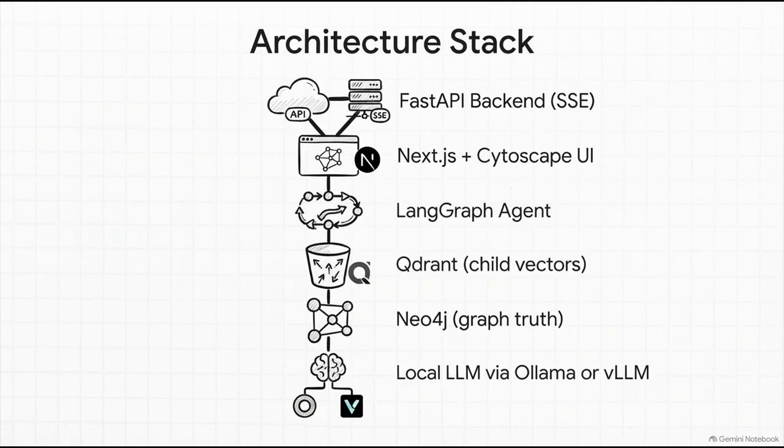Under the hood, LangGraph runs the logic, Qdrant stores the vectors for lightning-fast similarity searches, and Neo4j acts as the ultimate source of truth for the actual graph data. Cap it off with an OpenAI-compatible LLM, and the best part? This entire blueprint can run entirely locally using tools like Llama or vLLM. No expensive API keys required, so your budget is definitely safe.